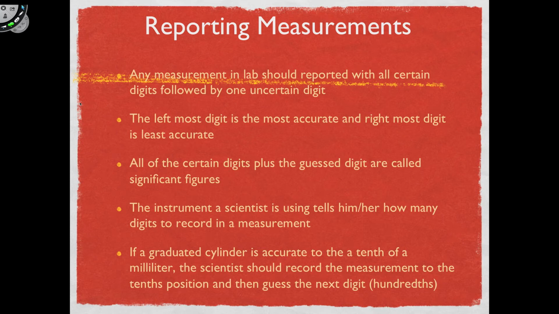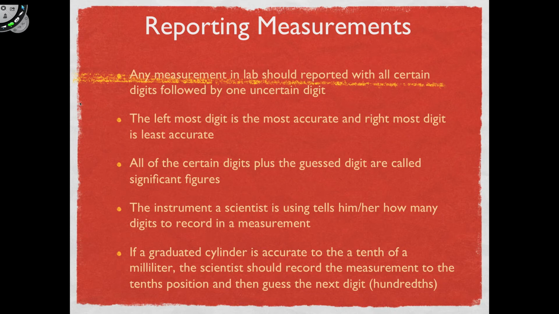The digit that's farthest to the left is the most precise or most accurate, and the rightmost digit is the least accurate. And that makes sense because as you're going farther to the right, you're going past the decimal, and there's less certainty with your measurements as you go farther to the right.